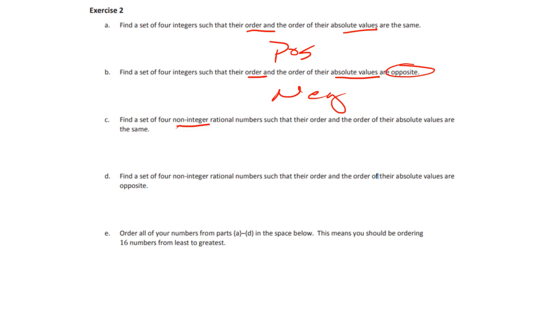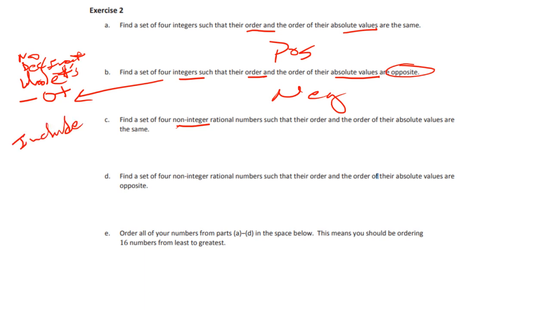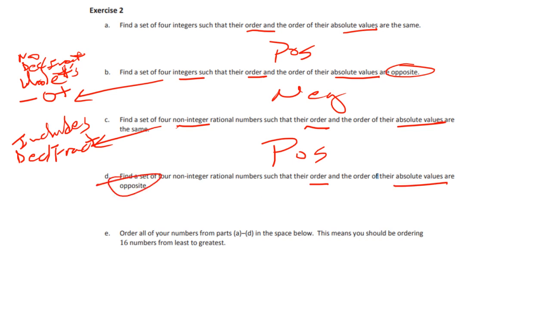Non-integer just means, so remember integer is whole numbers, positive, negative, and 0, right? So negative, 0, and positive are my integers, right? But we're talking whole numbers or no decimal or fraction, right? The non-integer means it includes decimals and fractions, right? So that's what this is. So same exact answers, right? If their order and the absolute value order are the same, it's got to be positive numbers. And if the order and the order of their absolute values are opposite, it's got to be negative numbers.